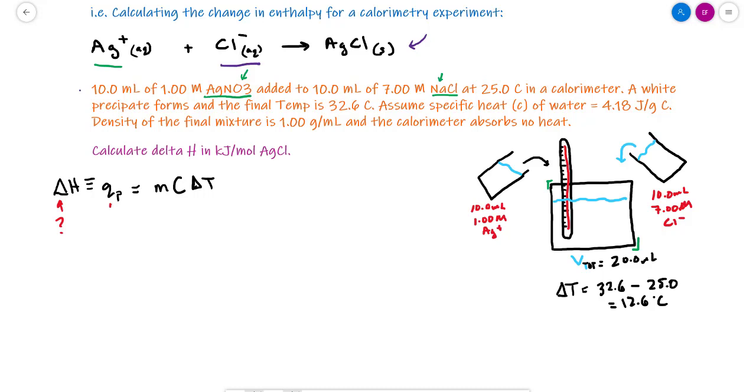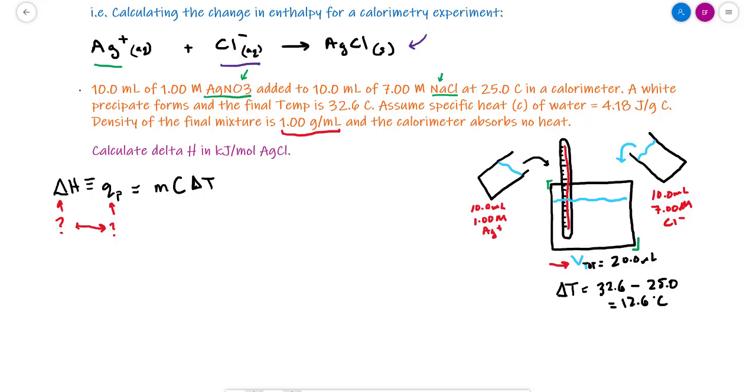So let's figure out what we know. Do we know Q? No, not yet. That's what we need to compute, because that will tell us what the delta H is. Do we know the mass of the solution? Well, we could probably figure it out, right? Because we know its total volume is 20 mL, and we're told that the density of that mixture is a gram per mL. So if we've got 20 mL of it, and every mL weighs a gram, right? So yeah, we actually could figure that out pretty quickly.